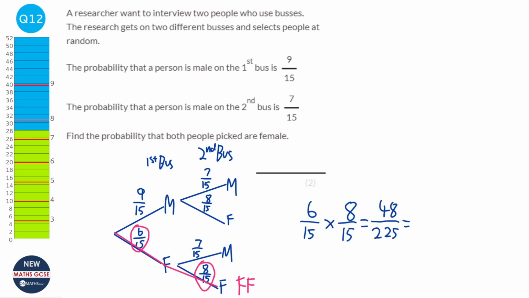Now you can actually cancel that down. So what you can do is divide top and bottom by 4, and that will give you 16. Is it 4? No. You can times top and bottom by 3, and that would be 16 over 75. So either 48 over 225 or 16 over 75.